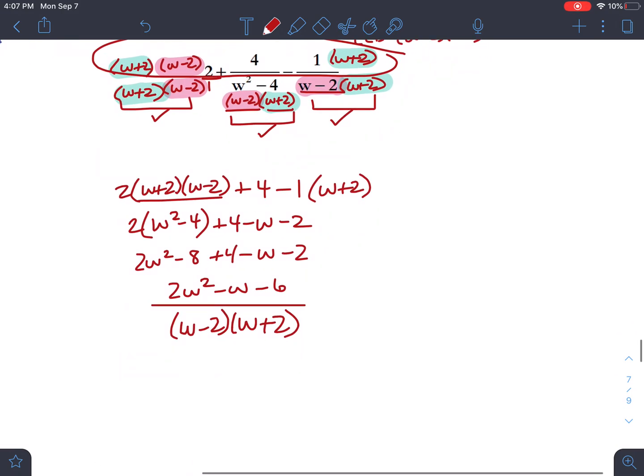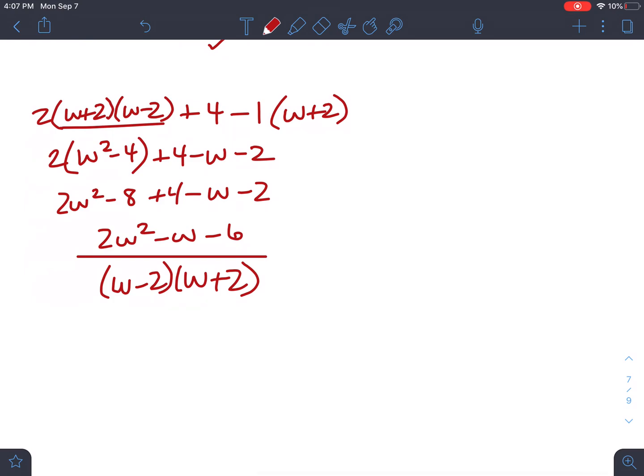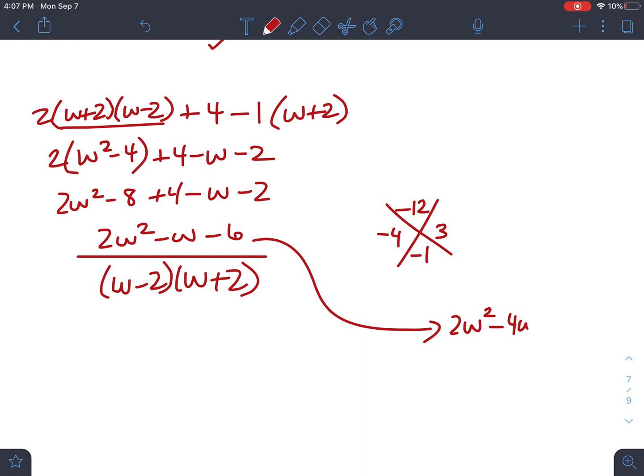And again, that final step, don't forget, can I factor this? What multiplies to negative 12 and adds to negative 1? Hey, it actually factors. Negative 4 and 3. So we can actually, I'm just going to factor this over here for you guys. Minus 4w plus 3w minus 6. 2w times w minus 2. I'm doing split the middle. You can do whatever version you prefer.